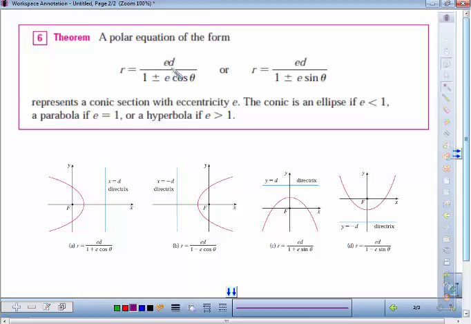So E times d is a constant, divided by 1 plus or minus the eccentricity times either a sine or a cosine.